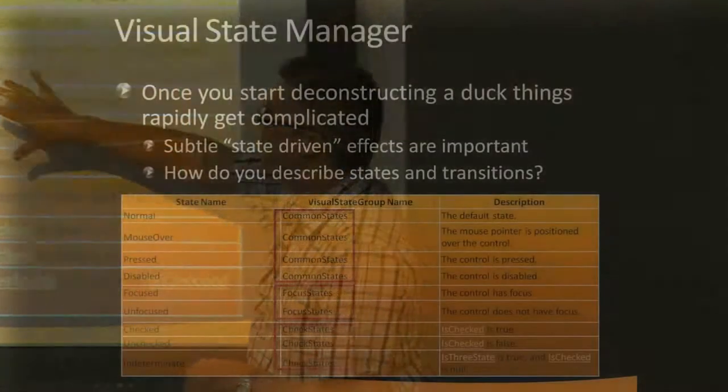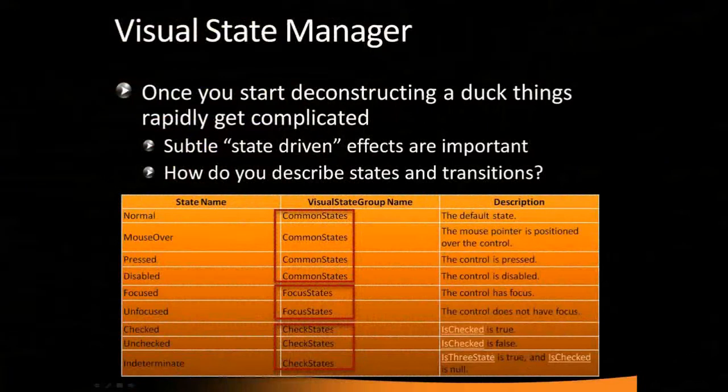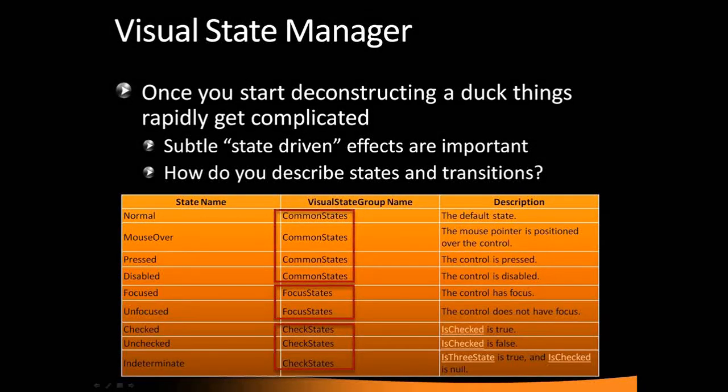Now what this diagram shows here is about the simplest control I could find, which is a toggle button. And the toggle button has a variety of states. It might be in its normal state, it might be in a mouse over state, it might be pressed, it might be disabled, it might be focused, unfocused, checked, unchecked, or indeterminate if it's a 3-state toggle button.